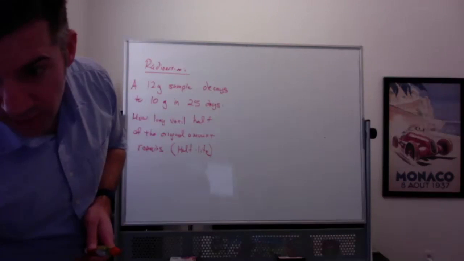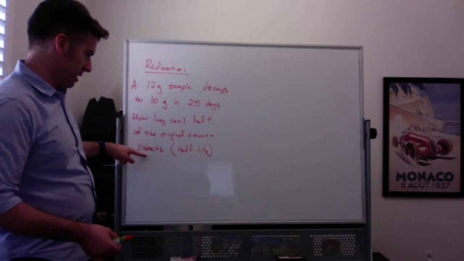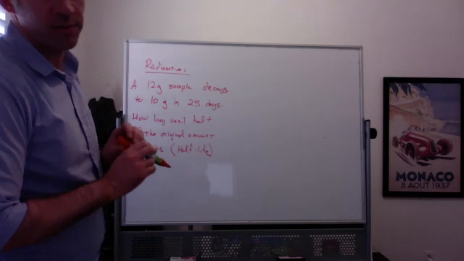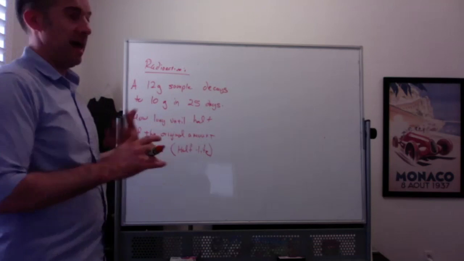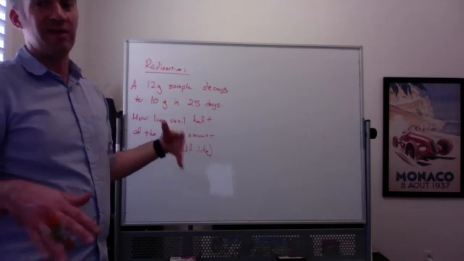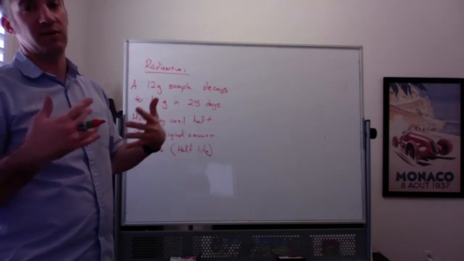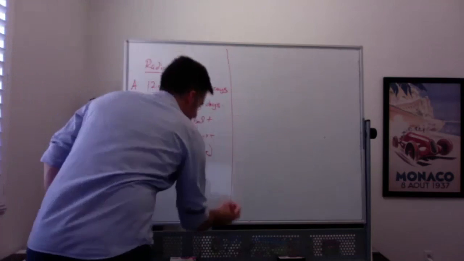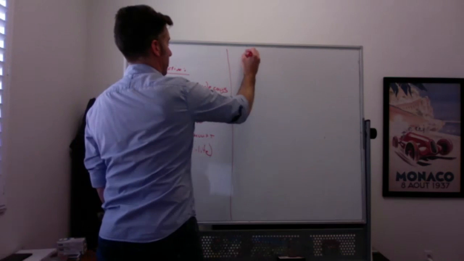The last word says remain. So it says how long until half of the original amount remains, which is the half-life. Typically, when someone says the half-life of carbon-14 is 5,000-ish years, it means it takes 5,000 years for only half of it to be left, and another 5,000 years for only half of that to be left, and so on and so on. So again, radioactive decay, exponential decay, we're starting with the model.